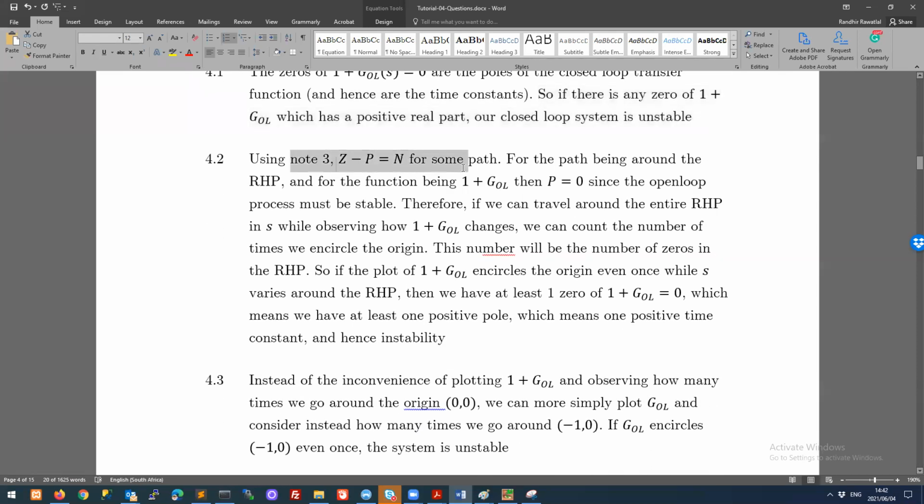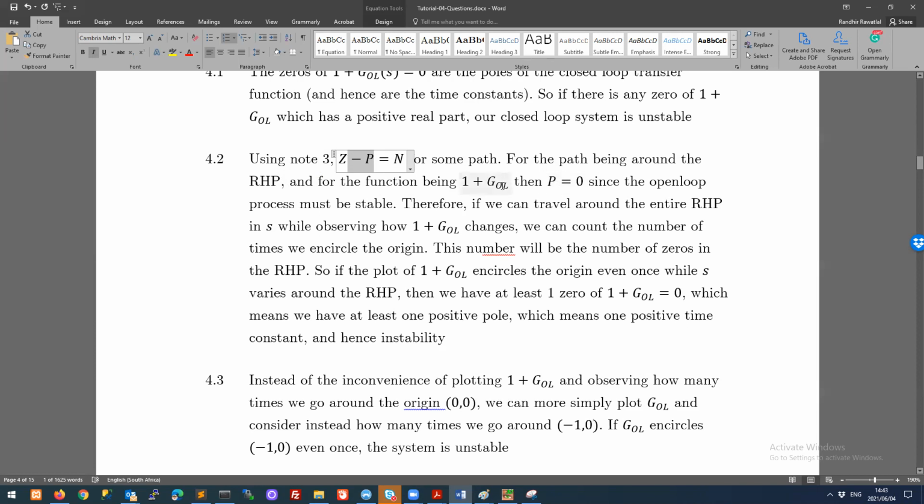Now we have this principle of the argument for some path, right? The way that was written, it said for any boundary, you can write z minus p equals n if you choose any path in S. Now, in our case, if the path goes around the entire right-hand plane, then we can perhaps use this fact to figure out how many zeros we have there. The problem is that we have this minus p part in this equation also.